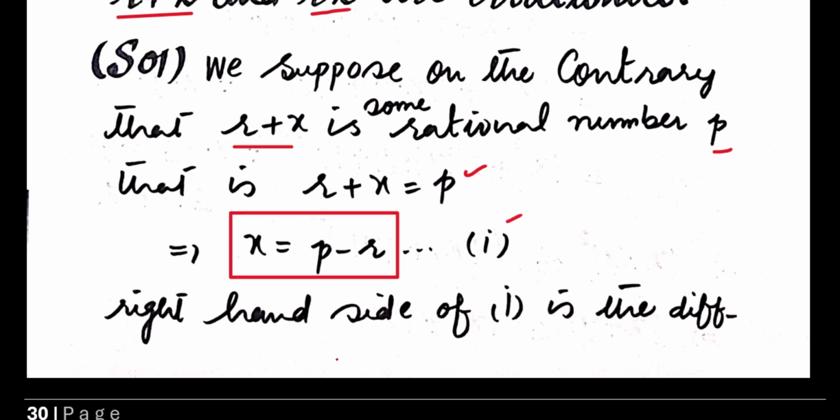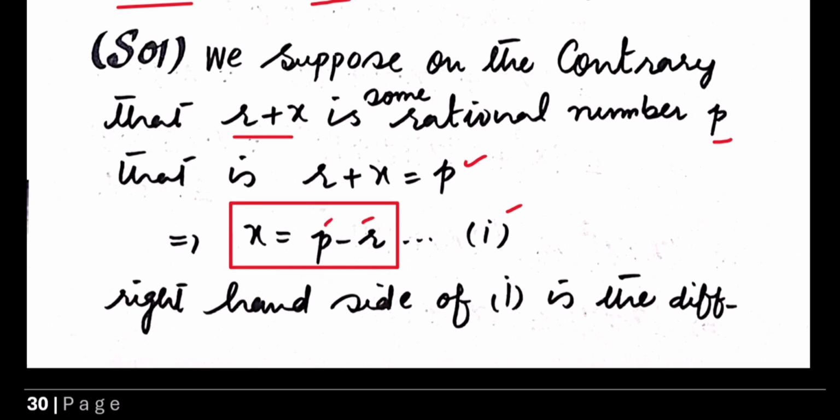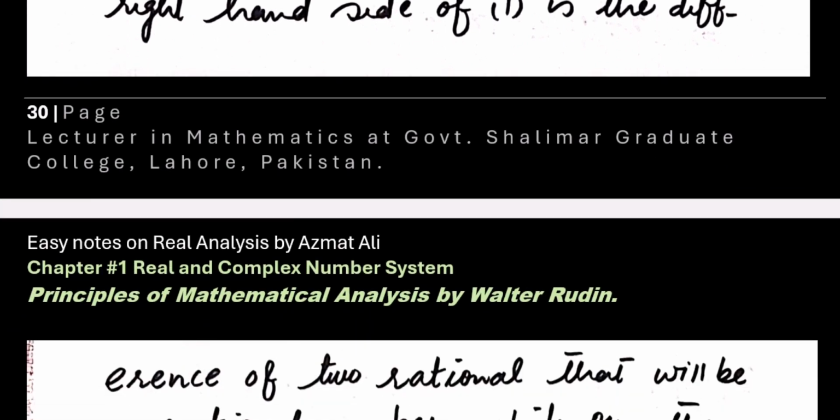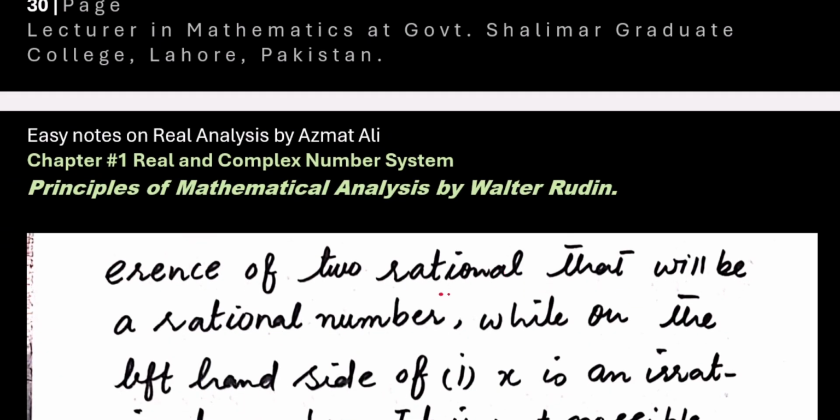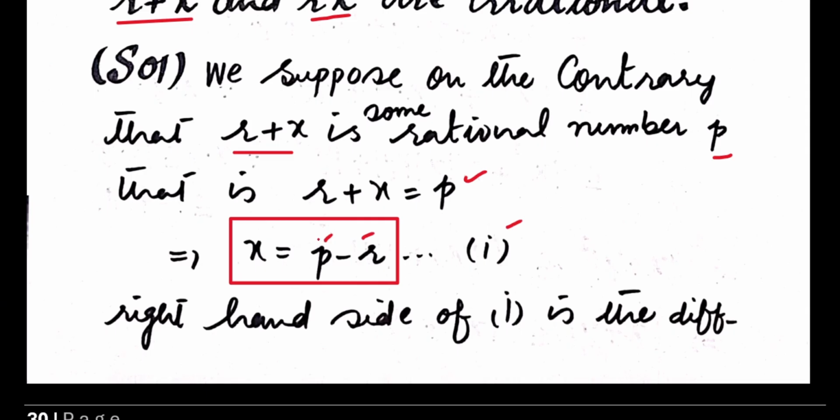The right hand side of 1 is the difference, that is P minus R. This is the difference of two rational numbers, and we know that the difference and the sum of two rational numbers is always rational. So this difference P minus R, when P is rational and R is also rational, is also a rational. But on the left hand side, the number is X, and X is an irrational number.